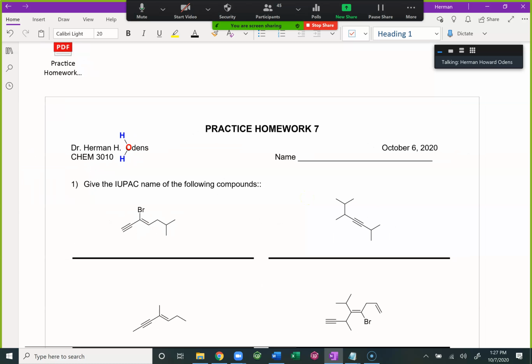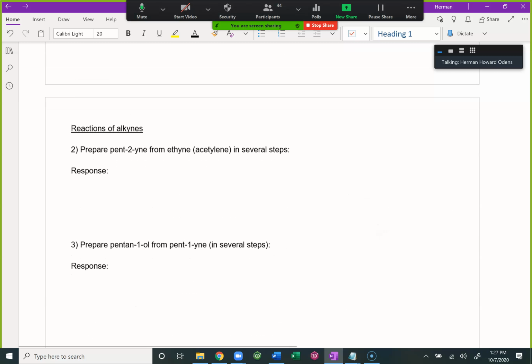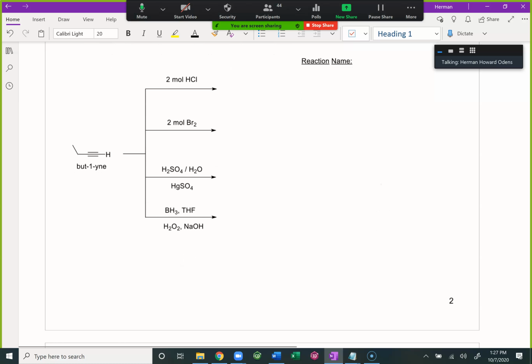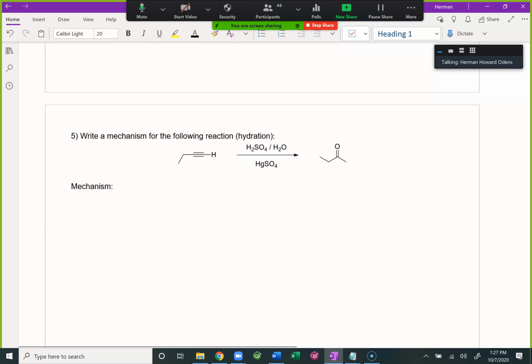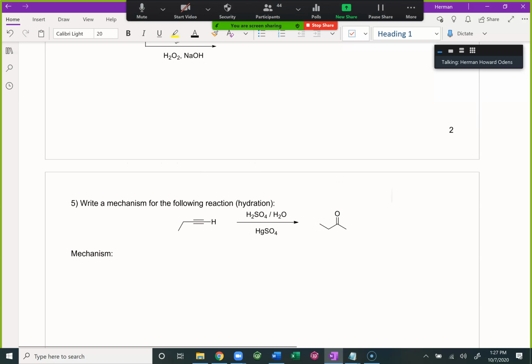So, chapter 7, it's about alkynes. The first thing that we see here is nomenclature. We also will have some reactions of alkynes, and there are not a whole lot of them. And then I put down a mechanism for the hydration of an alkyne.